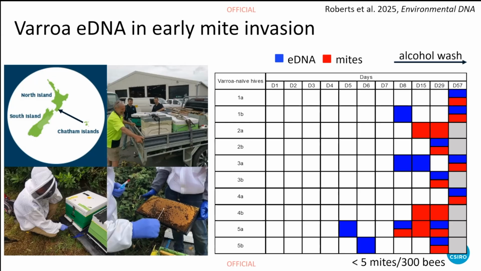And this was designed to try and limit the impact on these small colonies. In this experiment, what we found was that all hives had become infected within the 2 months of the experiment, which was good, also a little bit scary.